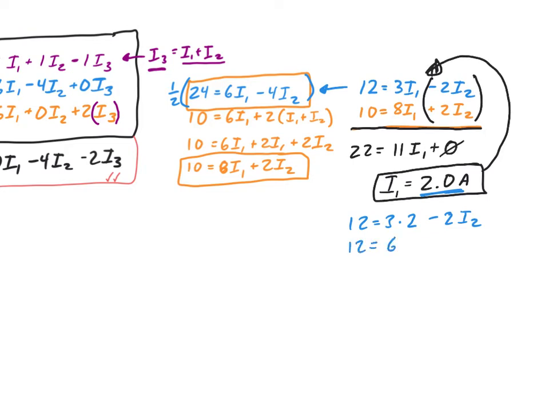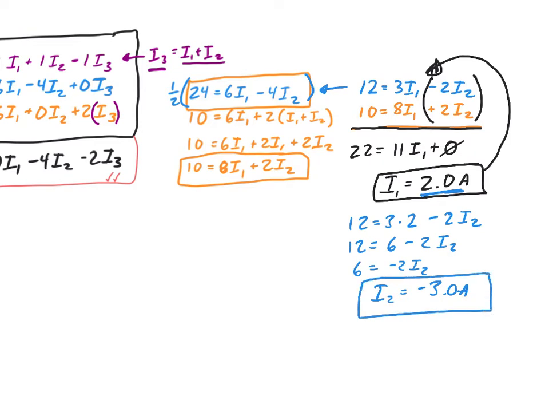12 is equal to 6 minus 2I2. Subtract 6 from both sides, and I get 6 is equal to negative 2I2. Finally, I get that I2 is equal to negative 3.0 amps. You might be looking at this and going, wait a minute, why are we getting a negative current here? What does that mean? This was actually expected.